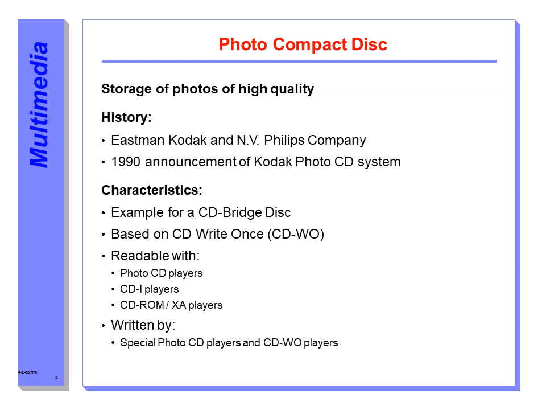The photo CD is based on CD-WO, which means compact disk write once. So part of the photo CD is delivered already written and the second part can be written once. As a CD bridge disk, the photo CD can be read by either CD-I or CD-ROM extended architecture devices. Additionally, it can be read and written by CD write once devices and by special photo CD devices.